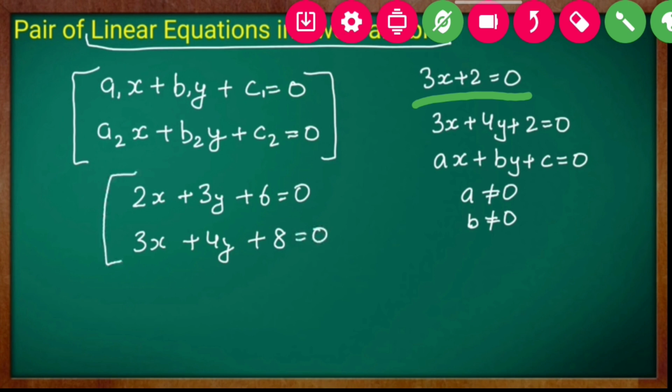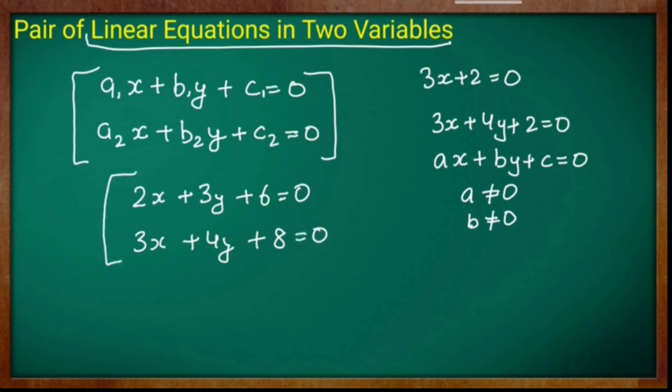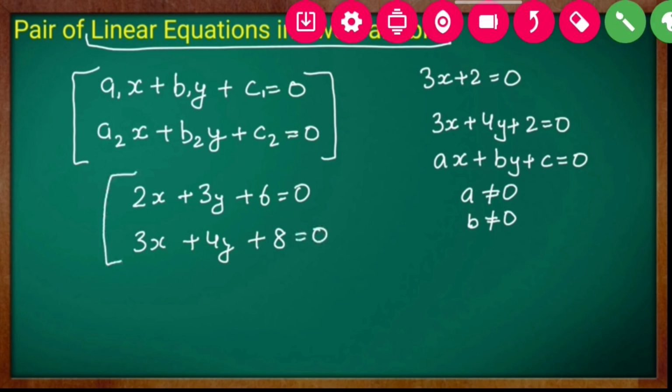Now students, the next point is linear equation in two variables. Here the example is 3x plus 4y plus 2 equals 0. It is a linear equation in two variables.